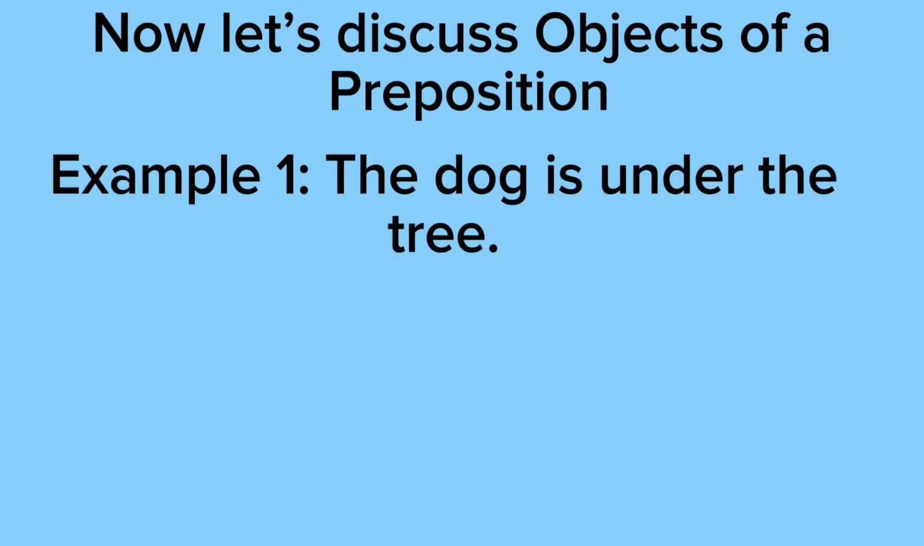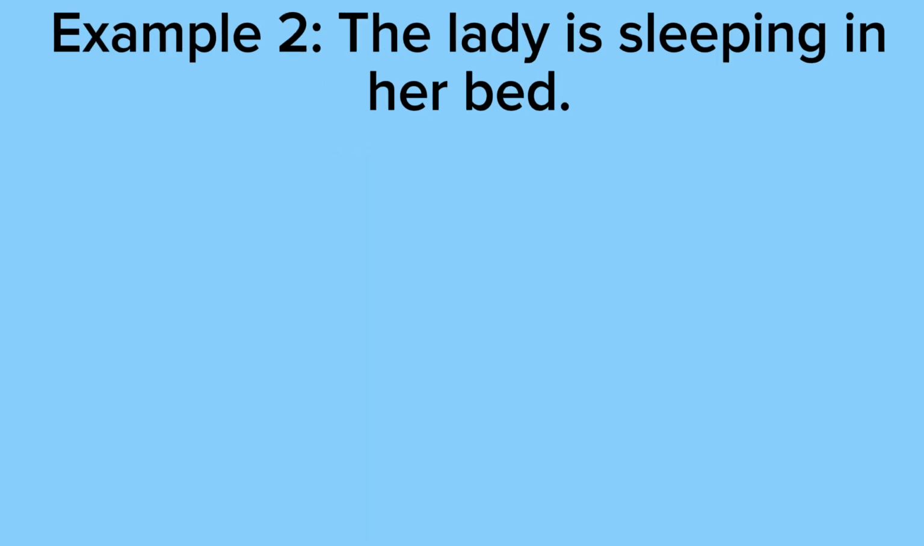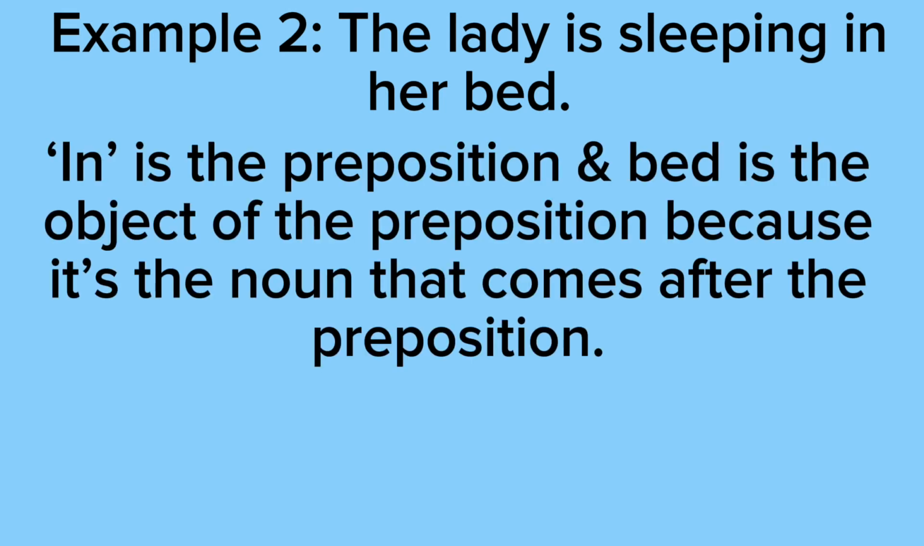So our first example says the dog is under the tree. As you can see, under is the preposition because it's describing where the dog is at. And tree is the noun, so that would make tree the object of the preposition under. The dog is under the tree. Our next example says the lady is sleeping in her bed. As you can see, in is the preposition because it's telling you where the lady is sleeping at. She's not sleeping on the floor. She's not sleeping outside. She's sleeping in her bed.